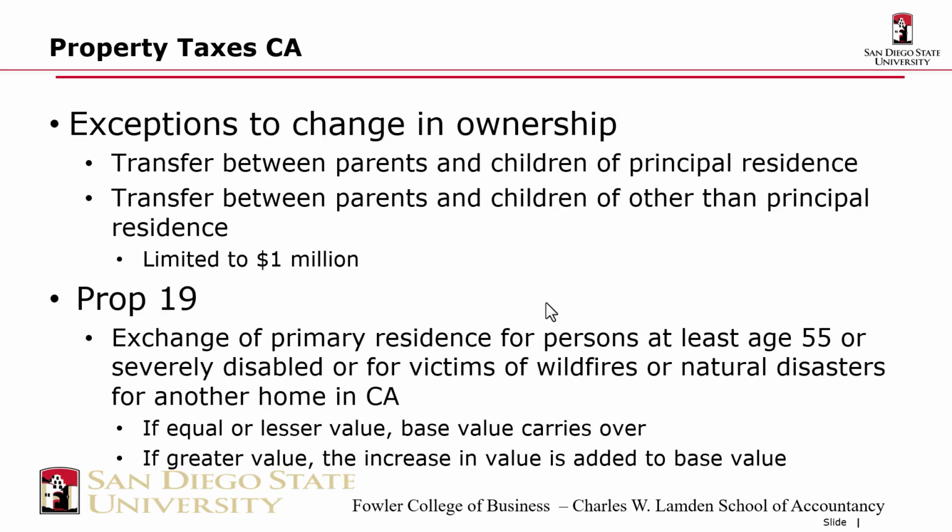Okay, so what are the exceptions to change in ownership, right? Because obviously if you just sell it, that's a change in ownership. But if it's a transfer between parents and children of a principal residence, that's not considered a change in ownership, and the base value just continues as it was. If you have a transfer between parents and children of something other than their principal residence, then there's a $1 million cap on the amount of base rate increase that you can protect. And I'll do a calculation of that to show it to you in a few slides.